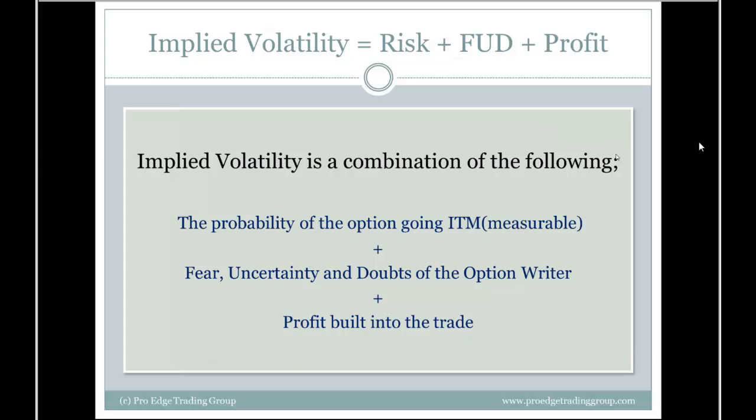Therefore, I've got a lot of fear, uncertainty, and doubt. What's going to happen with this? There's no confidence that the stock price is going to stay stable, go up, or go down. Therefore, I'm going to increase the implied volatility. I'm going to increase the price that I'm selling this option at. So that is an increase in implied volatility. That's another aspect of the price.